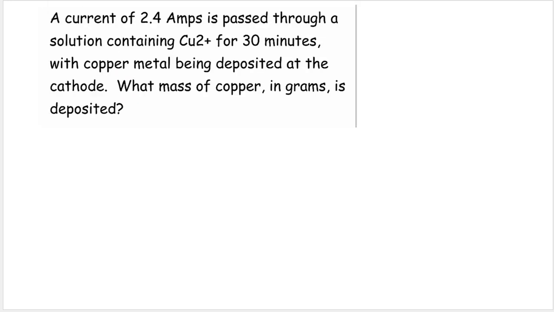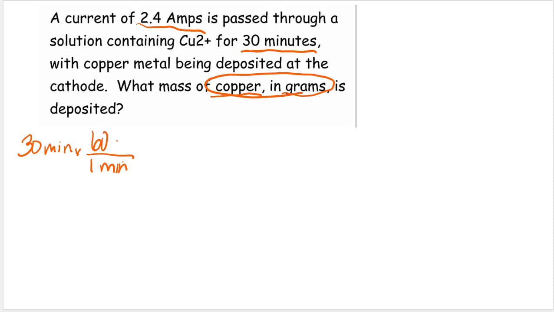Okay, so we have a current of 2.4 amps that's passed through a solution containing copper 2+ ions for 30 minutes, with copper metal being deposited at the cathode. What mass of copper in grams is deposited? So how much copper is being plated out? That's what we want. We want our answer in grams. All right, so this last slide, remember we're starting with time, but we want our time in seconds. So let's start with 30 minutes. We know that 1 minute is 60 seconds. All right, so that'll get rid of our minutes.